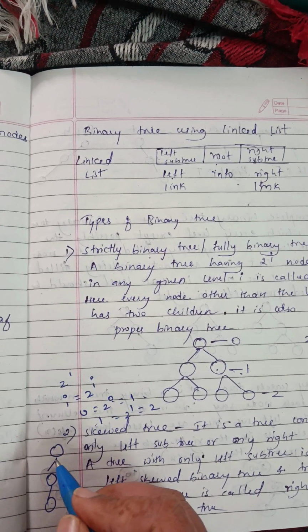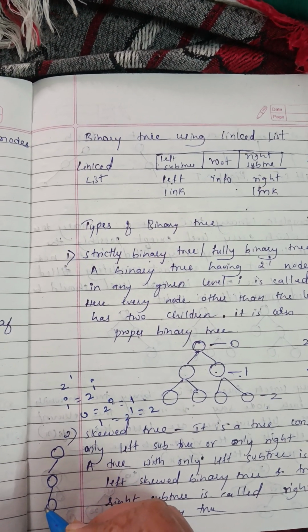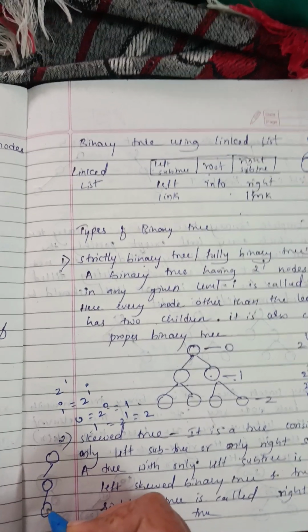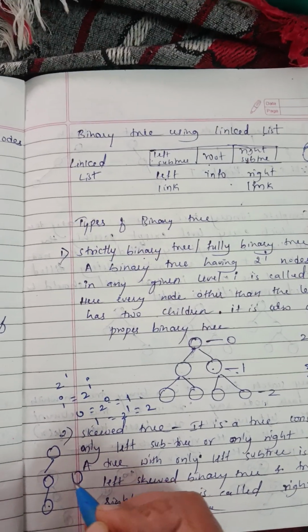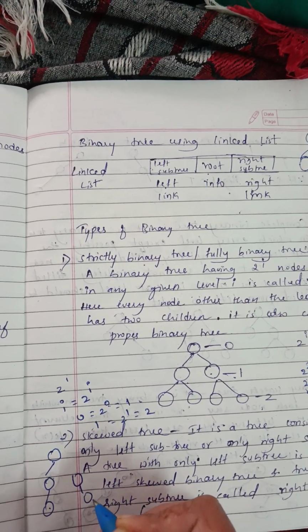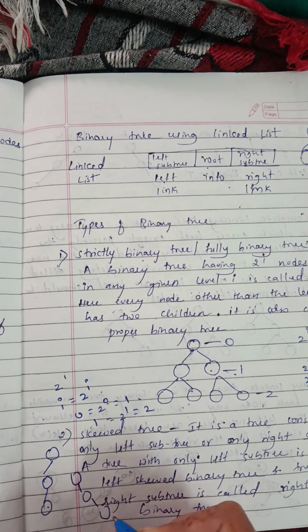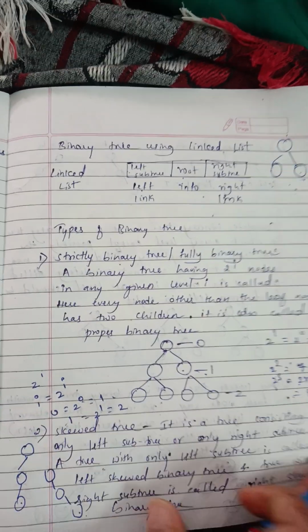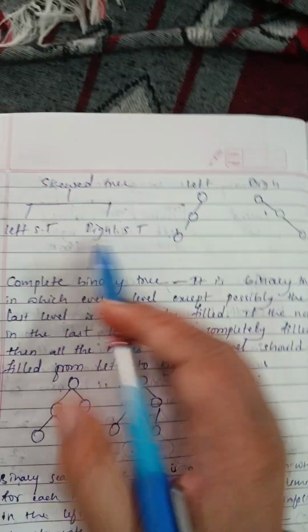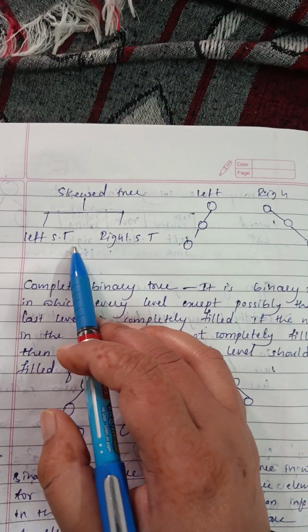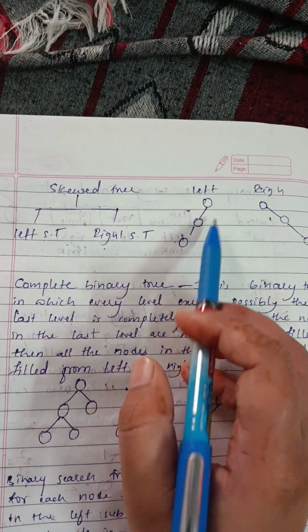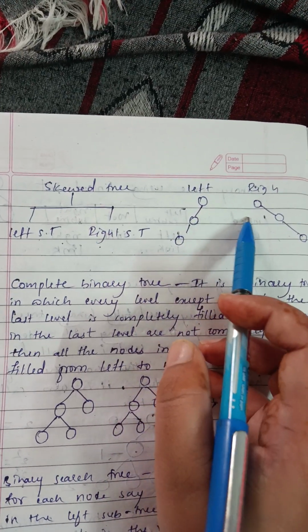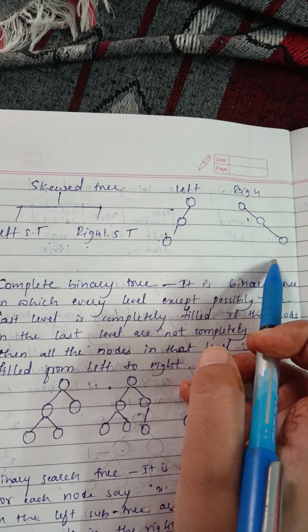Which type of skewed tree is it? All the nodes are on the left side, right? This is known as a left skewed tree. Here this is a node and this is a node and this is a node. These are all on the right side, right? So it is known as a right skewed tree. The skewed trees are of two types: left skewed tree and right skewed tree. This is your left representation and this is your right.